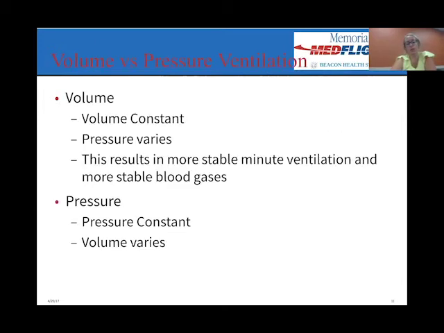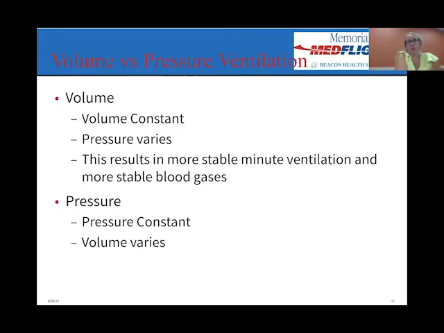Volume versus pressure ventilation. In volume ventilation, the volumes remain constant. So if you set it at a tidal volume of 500, let's say we're in assist control mode, they will get that constant volume every single time. The pressure is going to vary based on the patient's compliance and resistance of their lungs, but the vent is going to give that same volume every single time. It's more stable minute ventilation and stable blood gases because you're getting the same volume every time.